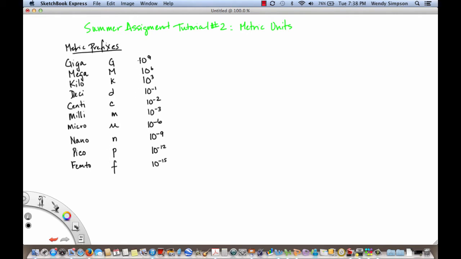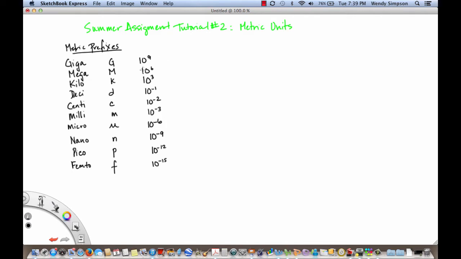Here we're going from the largest down to the smallest prefix, and we're using scientific notation to indicate the relative size of these prefixes. So giga is 10 to the ninth, or a billion times greater than the standard unit. Let's say that standard unit would be the meter, which is a unit of length. Then a gigameter would be 10 to the ninth, or a billion meters.